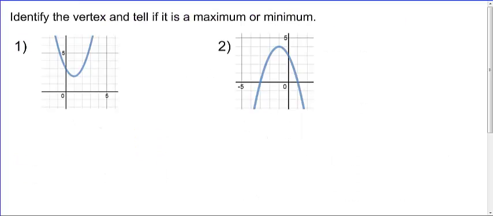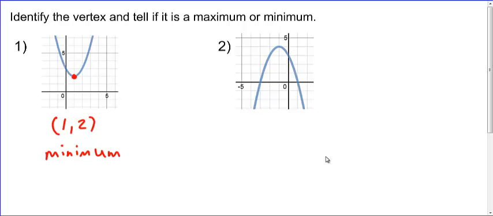All right, so let's take a look at this, find the vertex, and tell if it is a minimum or a maximum. So first thing I need to do is figure out, okay, well, this is opening upward. The vertex is this point right here, which is the ordered pair 1 and 2. And then the question is, is it a minimum or a maximum? Well, it's at the bottom of the graph, so it's definitely a minimum.